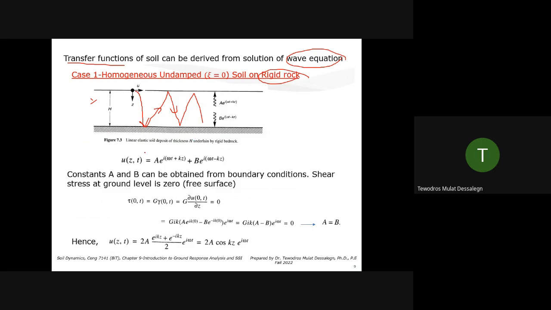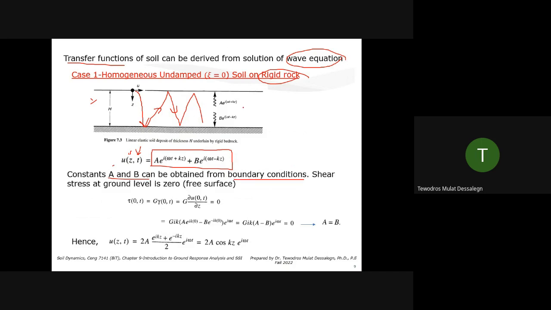For that case, the displacement of the wave at any depth Z from the surface, at any time t, we know that this is a solution from the wave equation. A and B are parameters. Omega is the forcing frequency, K is the wave number, Z is the depth. So we can use these parameters and get A and B, the unknowns. Constants A and B can be obtained from boundary conditions.